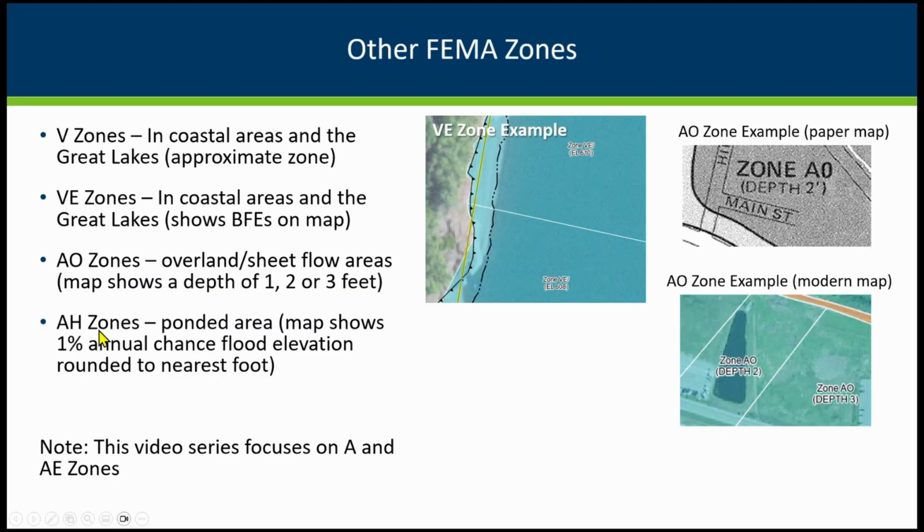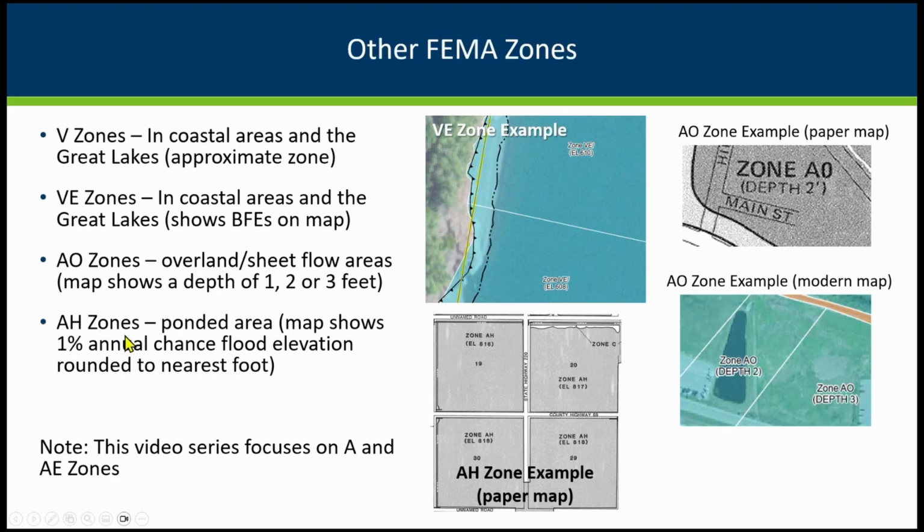And then the AH zones, or ponded areas, they will show with that Zone AH, and they will show in parentheses the base flood elevation to the nearest foot. These are more commonly seen in Minnesota in the northwest part of the state, in the Red River Valley, in some of the areas where it's very flat, and the roads are basically higher than the area within the roads, and there's storage below the roads. Again, this series will focus on the A and AE riverine zones.